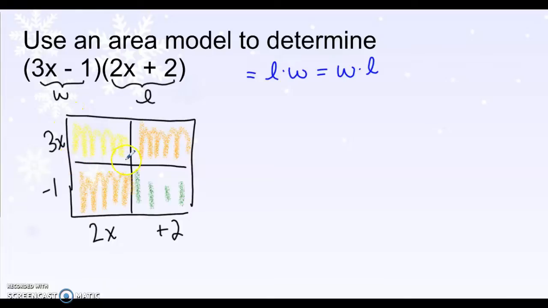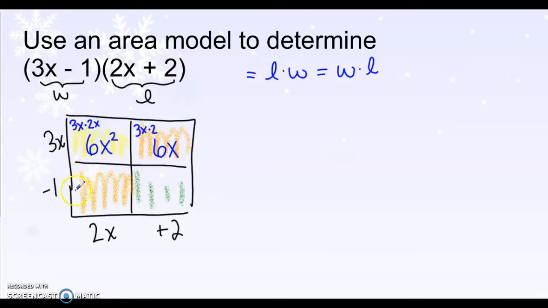So if I look at this square, it has a height of 3x and a width of 2x. So to find the area of that yellow square, we have to take 3x times 2x. Multiply the coefficients, and add the exponents on the variables. We have a height of 3x here, and a width of 2. So when we multiply those, we get 6x.